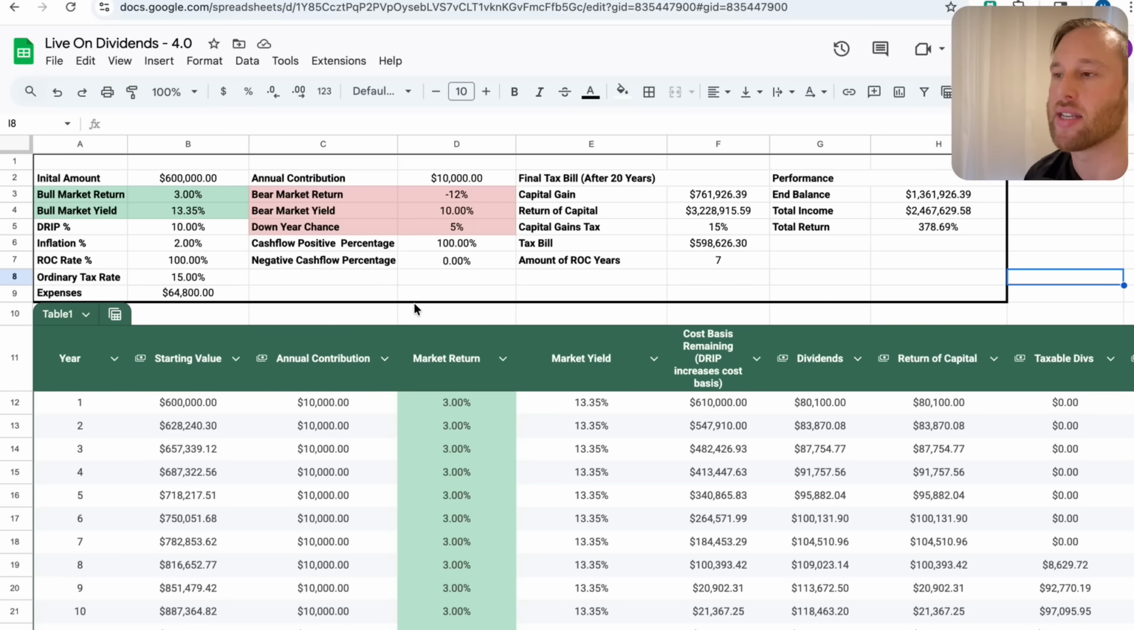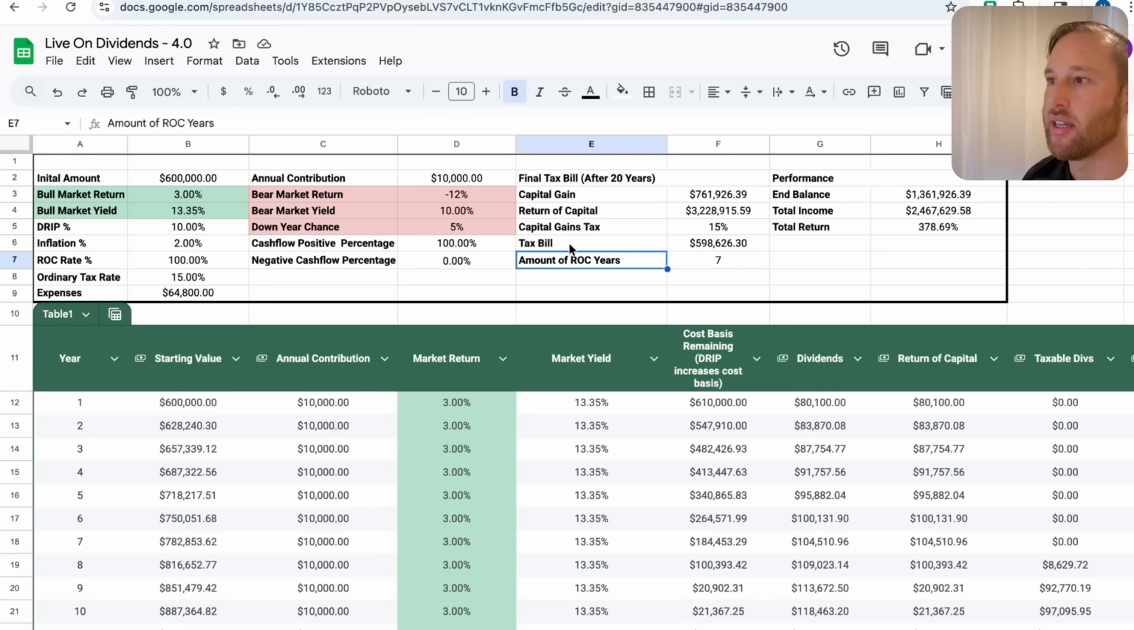of capital. Okay, guys? Because in this chart, it's going to give you an example of your starting value and your end value after 20 years. And when it comes to taxation with return of capital, how many years of return of capital do you get in terms of not paying income tax on your distributions, right?